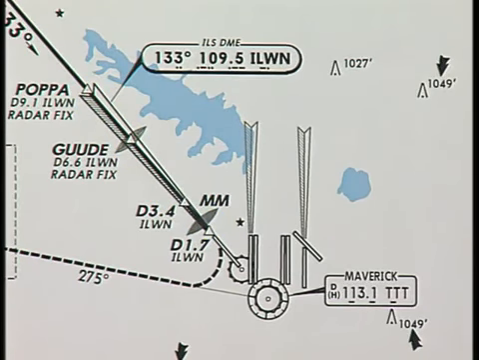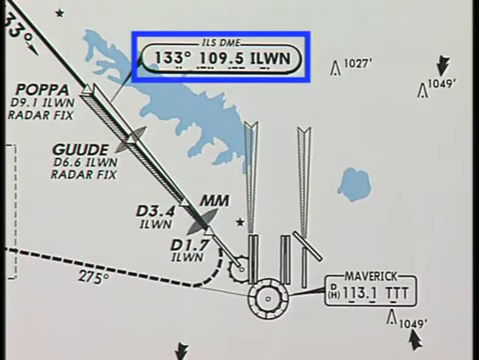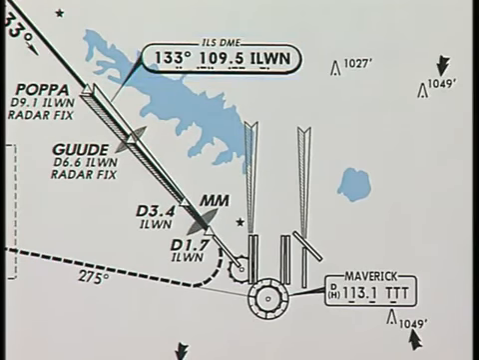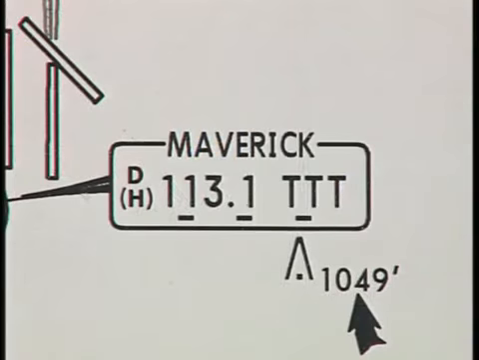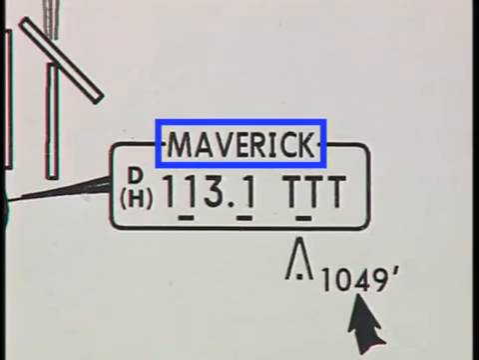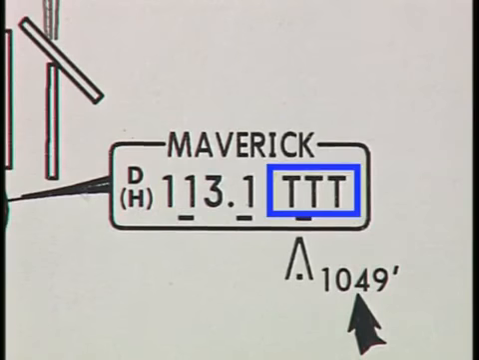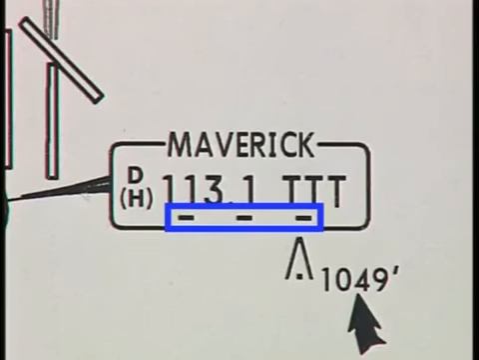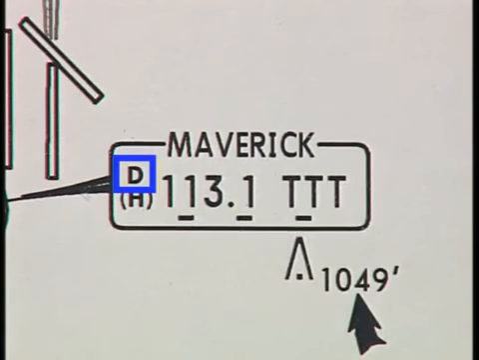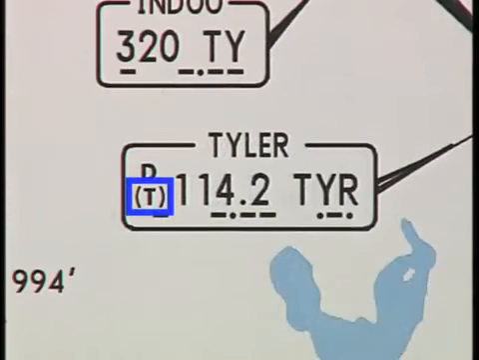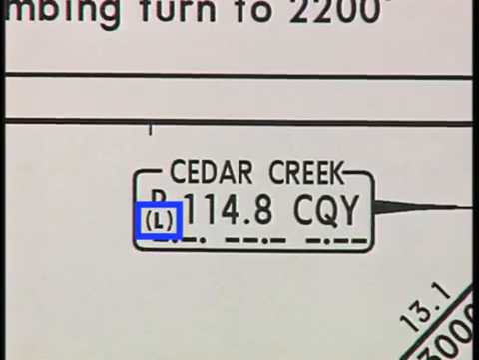The primary navigational aid information is shown in bold type enclosed in a shadowed box. The information boxes for other facilities depicted in the plan view are not shadowed. Each information box contains the facility name, frequency, letter identifier, and Morse code identifier. If a D appears in the box, it indicates the facility transmits DME information. The letter H in parentheses indicates this is a high-altitude VOR station. If the letter T appears, the station is a terminal class facility. And L indicates a low-altitude class VOR.